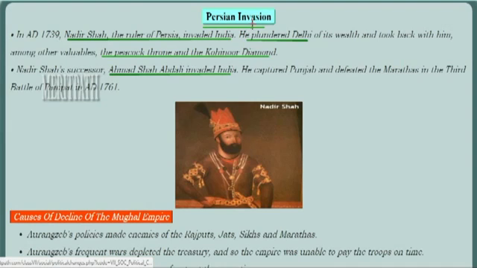Next was the Persian invasion of India in AD 1739. A ruler named Nadir Shah of Persia came and invaded India. He occupied Delhi and took the wealth of Delhi. For example, the Peacock Throne and the Kohinoor diamond were taken away. Then his successor, Ahmad Shah Abdali, also invaded India. He captured Punjab and defeated the Marathas in the Battle of Panipat in AD 1761. This is the image of the Persian ruler Nadir Shah.